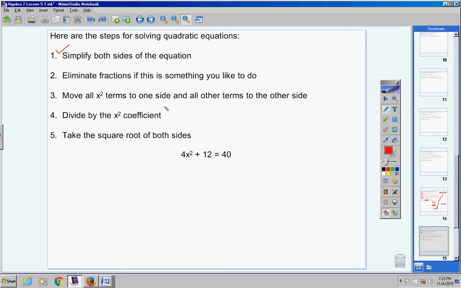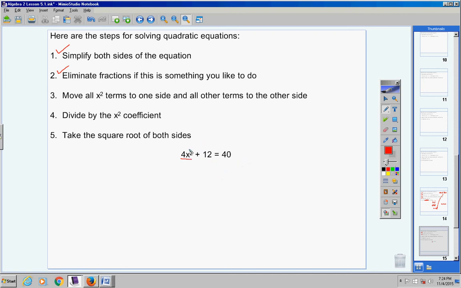Step 2, eliminate fractions if you like to. Well, it doesn't really matter if you like to. There are no fractions, okay? Alright, step 3, move all x squared terms to one side and all other terms to the other side. Now, I'm going to underline my x squared terms. There's one. I don't see any more.